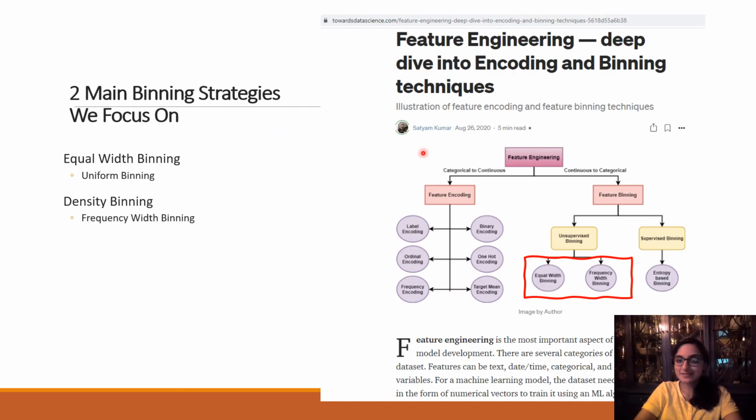In this video, we'll just be focusing on equal width binning, uniform binning, and in the next video you may see my video on density binning, which is frequency width binning. So I'll give you a little bit of a flavor for what density binning is as well. I'm going to talk about that very quickly here, but there's another video dedicated just to density binning. But our focus in this, again guys, is just on equal width binning. That's our focus.